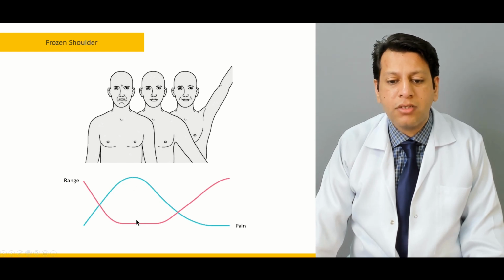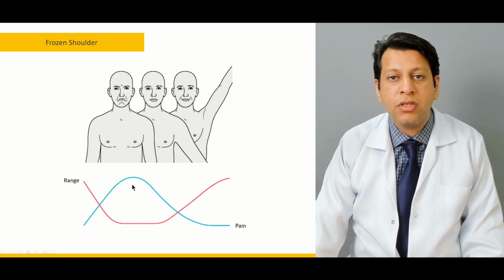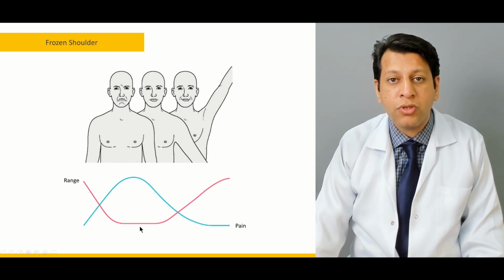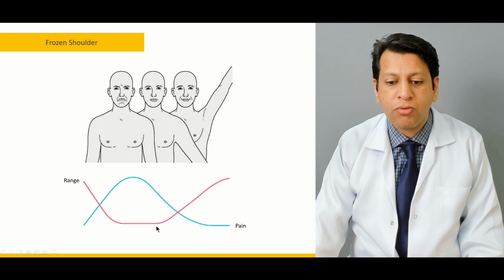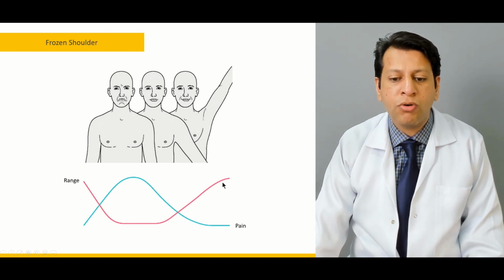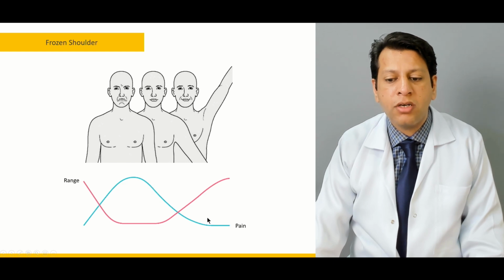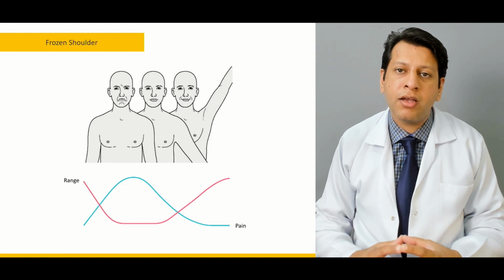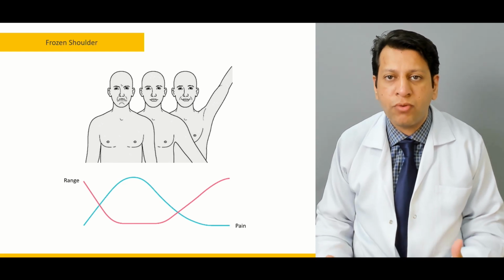But this is the frozen stage, when the maximum pain is there and the least range of motion. But as the thawing starts, range of motion gradually increases back to normal and pain gradually decreases back to 0. This is usually called the natural history of the frozen shoulder.